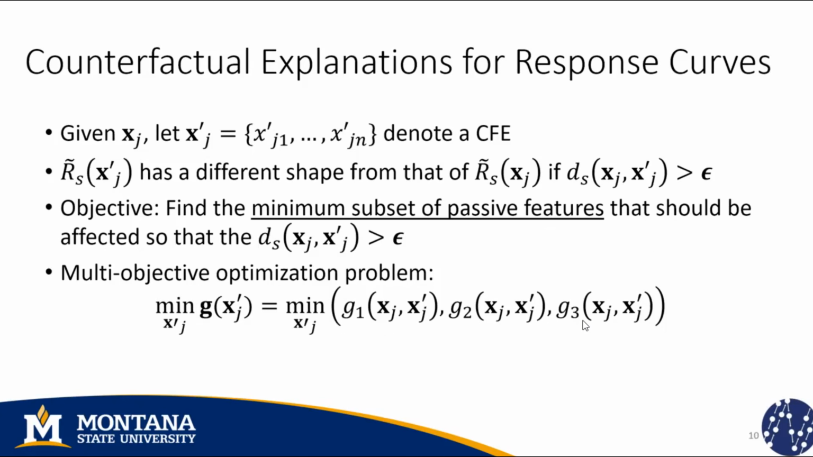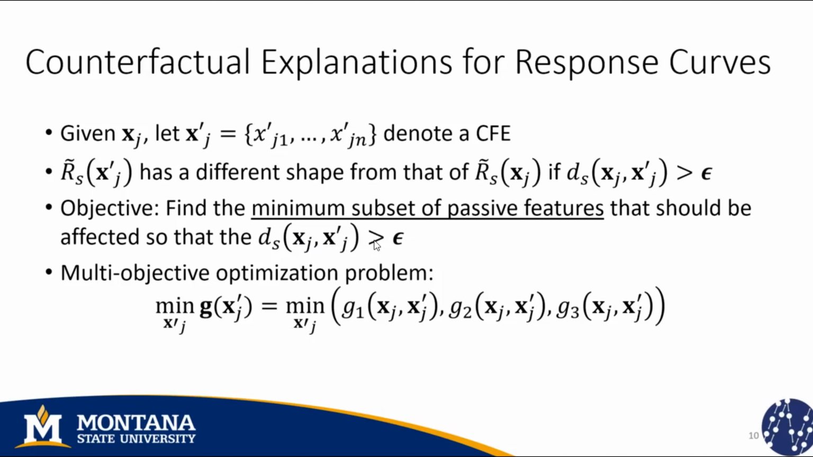Now let's talk about counterfactual explanations for response curves. Given a sample xj, x prime j denotes a counterfactual explanation so that its corresponding aligned approximate response curve has a different shape from that generated for the original sample, meaning that it shows a different responsivity. Note that we consider that two curves have different shape if their distance d sub s is greater than a threshold epsilon, which is a hyperparameter. The objective now is to find a minimum set of passive features that should be modified so that the distance between x and x prime is greater than epsilon.